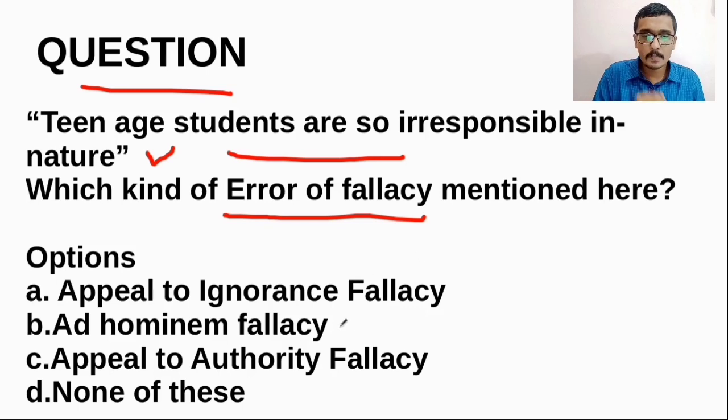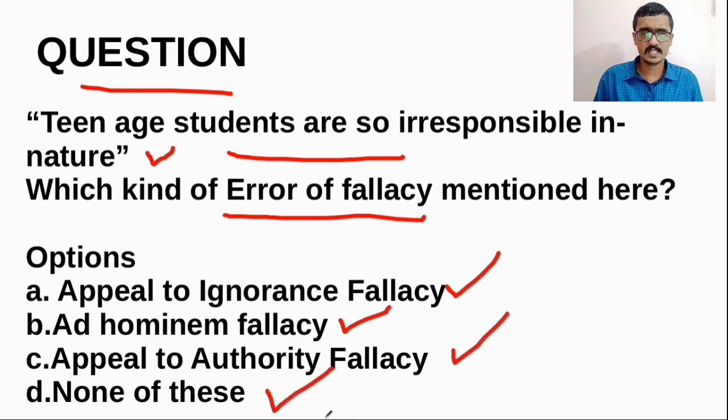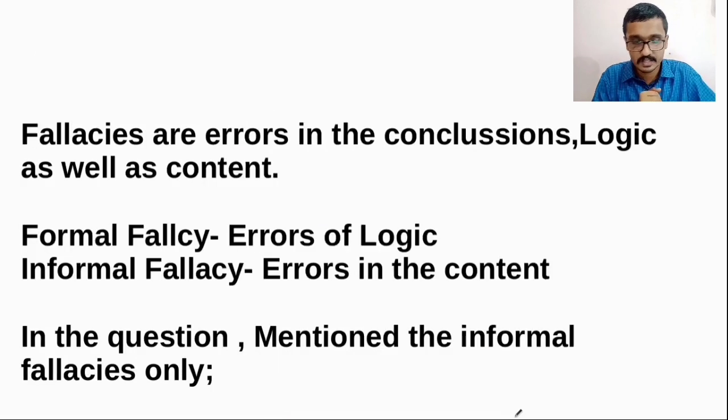The options are: option A, appeal to ignorance fallacy; option B, ad hominem fallacy; the third option, appeal to authority fallacy; and the final option, none of these. We are going to the direct explanation of this question. After the explanation is over, we will do this question. Okay, we will move on to the explanation.